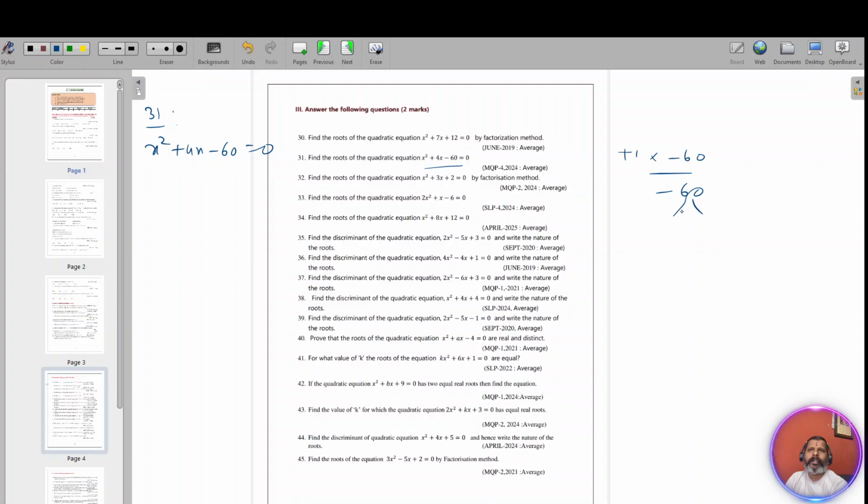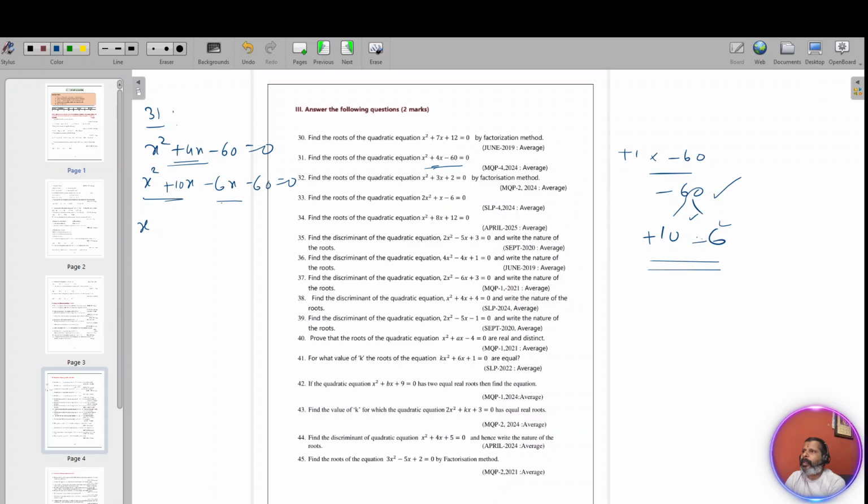So I'll say 10 6s are 60, right? So when we add and subtract, see, plus 10 into minus 6 we get minus 60, plus 10 and minus 6 when added we get plus 4. Okay, now split it. x square plus 10x minus 6x minus 60. Once you find the factors, you skip the middle term totally and write the x to these ones and write it in the middle.